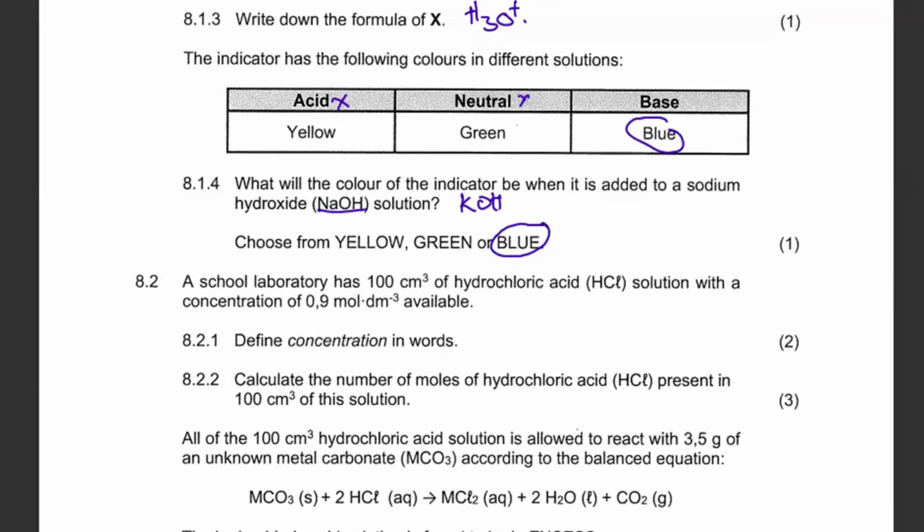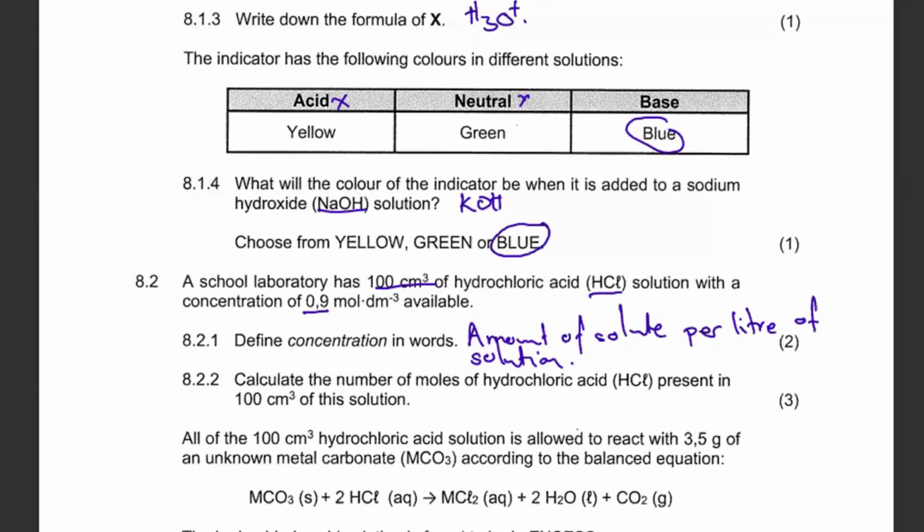A school laboratory has 100 cubic centimeters of hydrochloric acid, which is your HCl solution, with a concentration of 0.9 mole per dm cubed available. So we are asked the first question: to define concentration in words. So this is the amount of solute, to be specific, per liter of solution. So amount of solute per liter of solution.